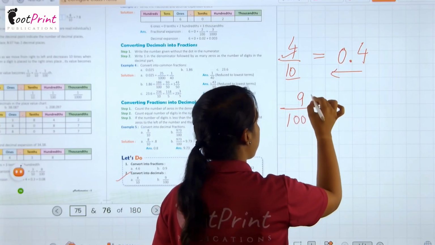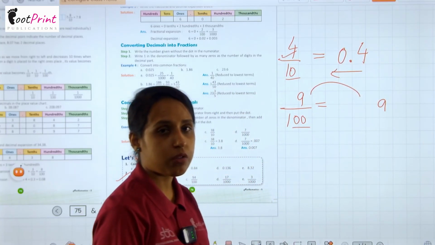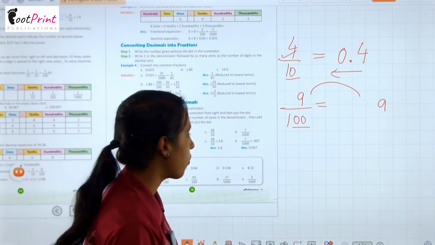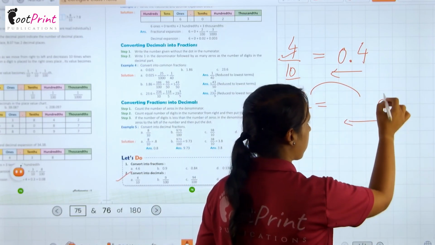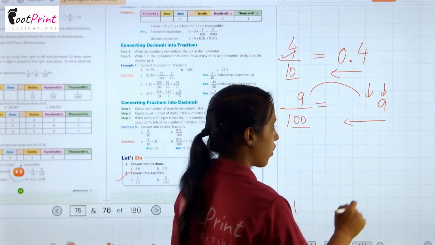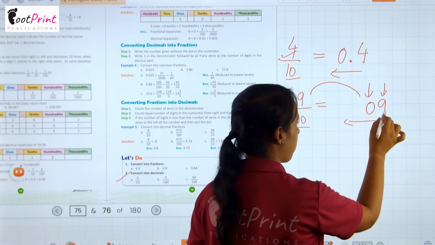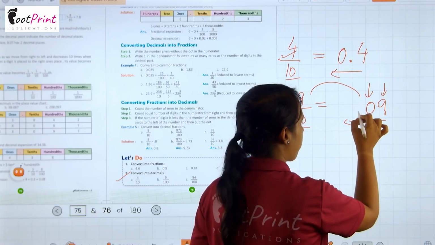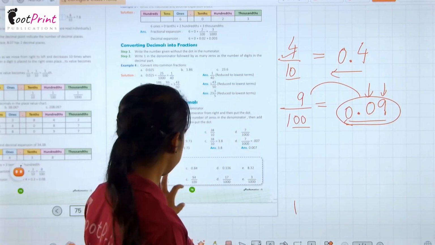Next one is 9 upon 100. So first we take 9, then we count zeros. There are 2 zeros. So we count from the right 2 digits. Only 1 digit is here, the second digit is not here. So we put 0 here. Now the 2 digits become 9 and 0. Then we put the decimal. So we get 0.09.